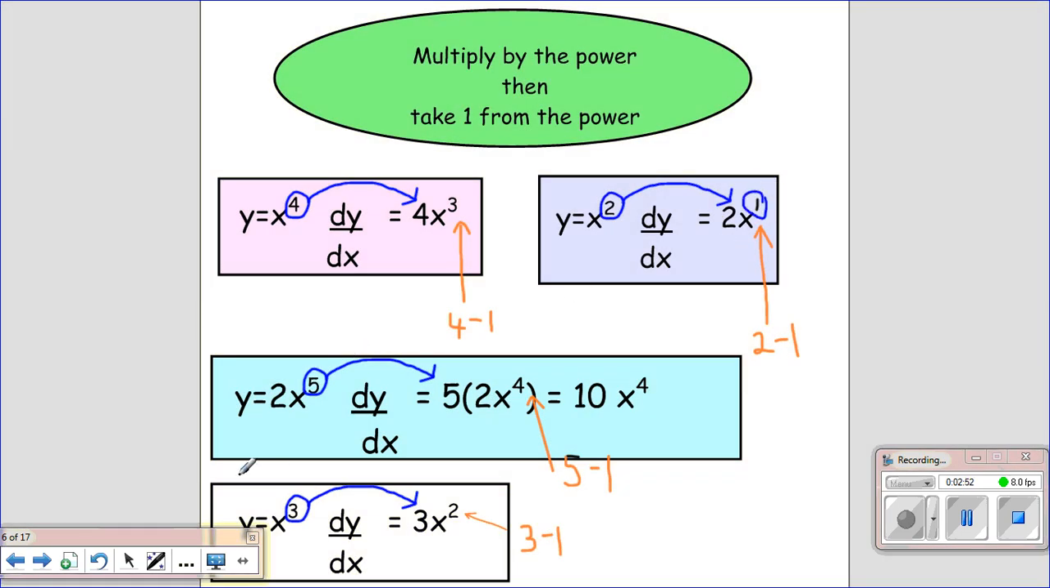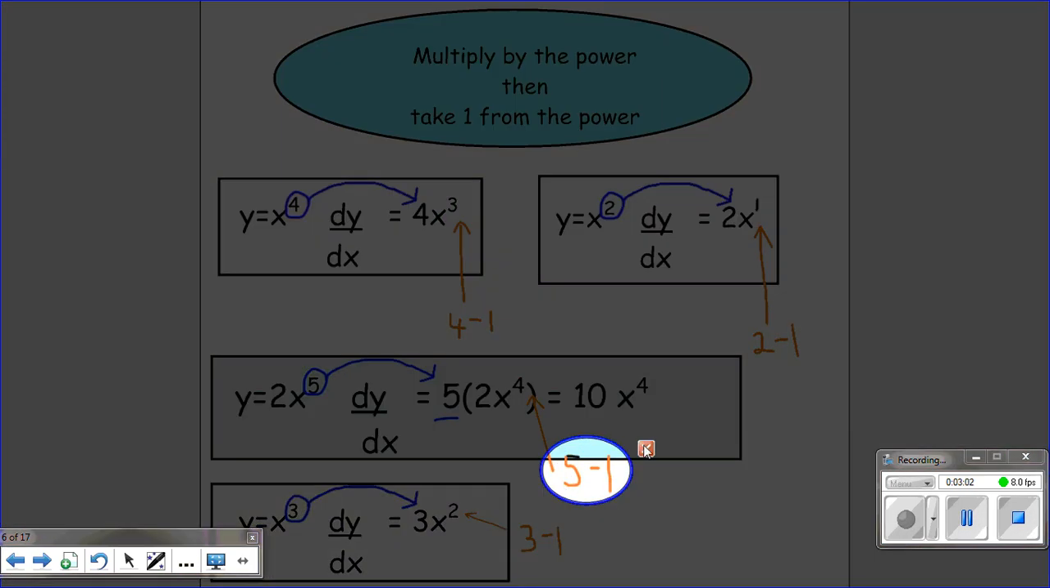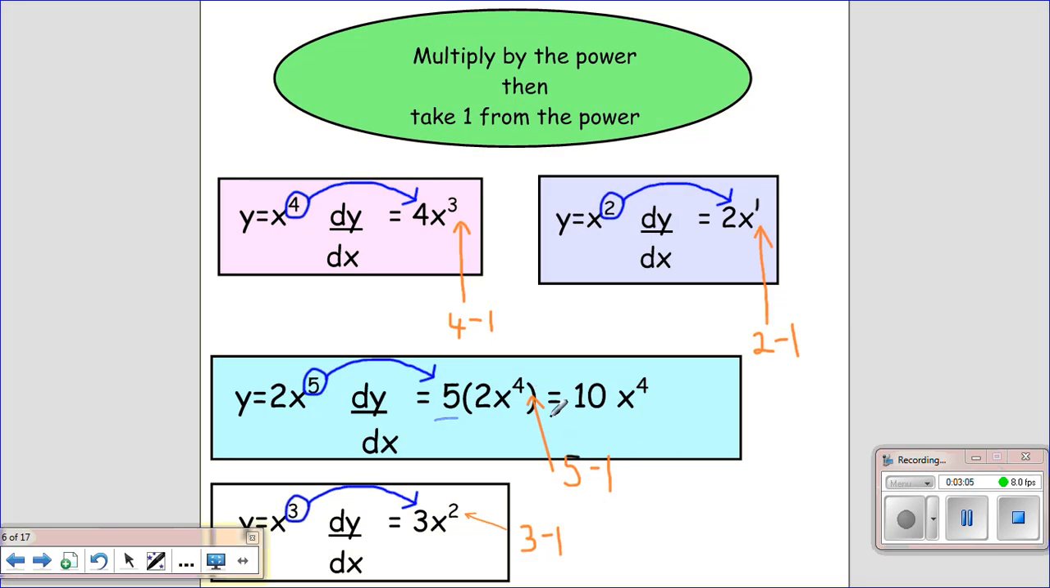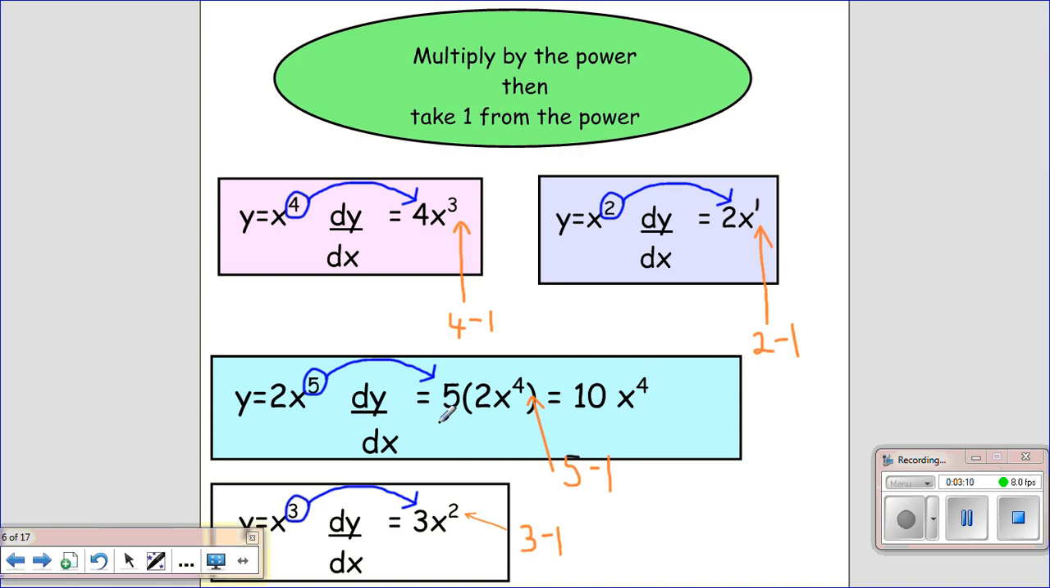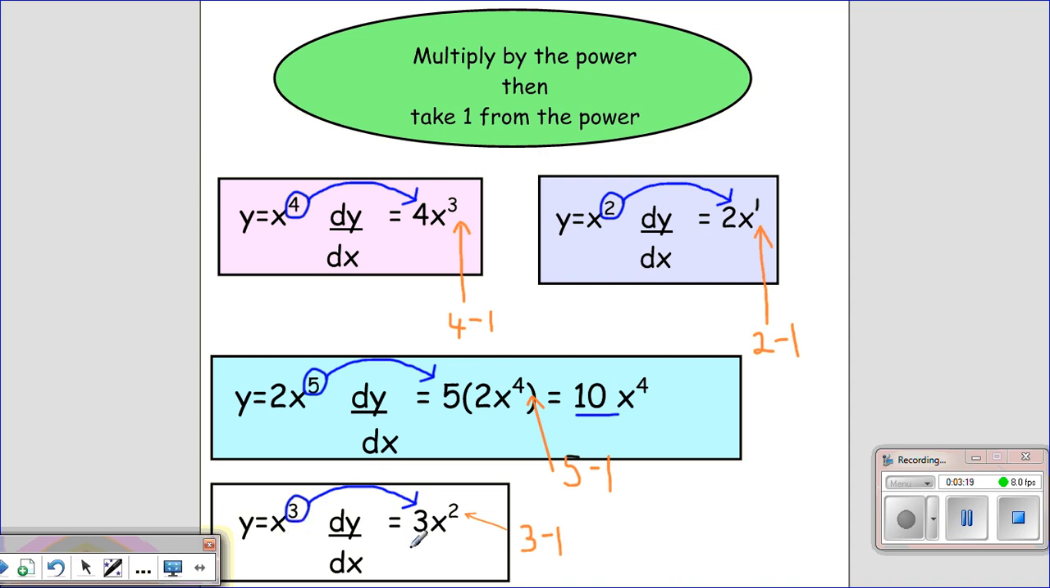Now this one's slightly harder, but it's the same really. You take the power and you multiply by the power. Then you take 1 from the power, and that becomes your power of x. So 5 take away 1 gives you 4. But we just need to tidy this up a little bit. We've multiplied by 5, and so we just need to expand this bracket. So 5 times 2 gives you x. And then the last one, we got y equals x cubed. So we multiply by the 3, being the power. And we take 1 from the power, which leaves us with 2.